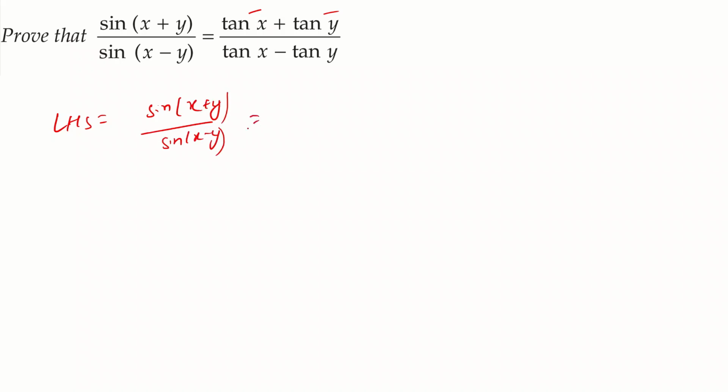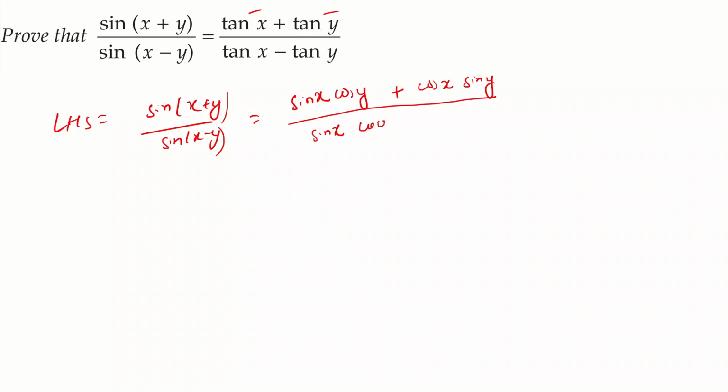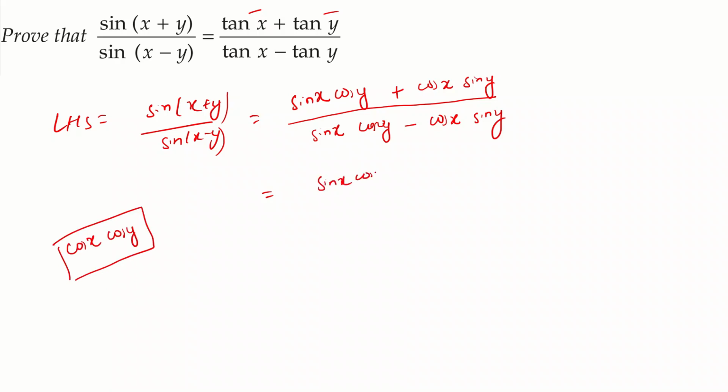and then we apply the formula. Sine of (a + b) is sin a cos b plus cos a sin b, and similarly in the denominator we also apply the formula sin a cos b minus cos a sin b, and then we divide the numerator and the denominator with this quantity cos x cos y. We divide the numerator and the denominator with this quantity. So we apply this to each and every term.